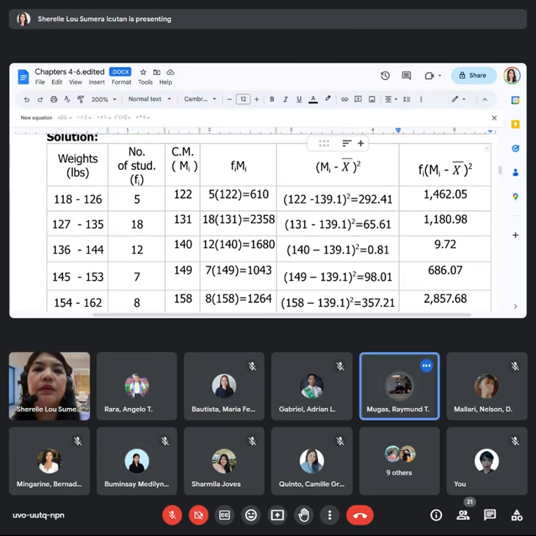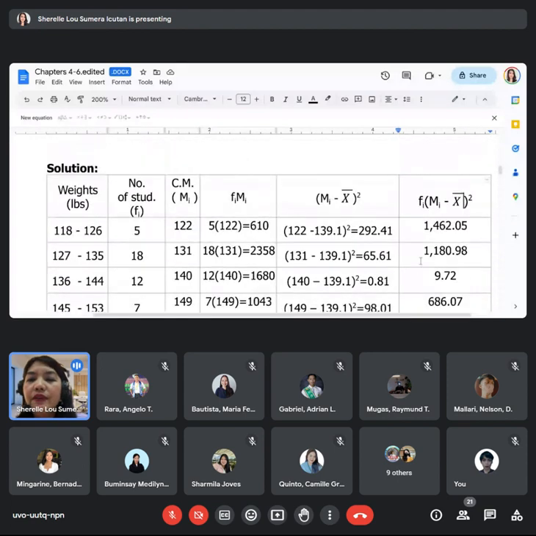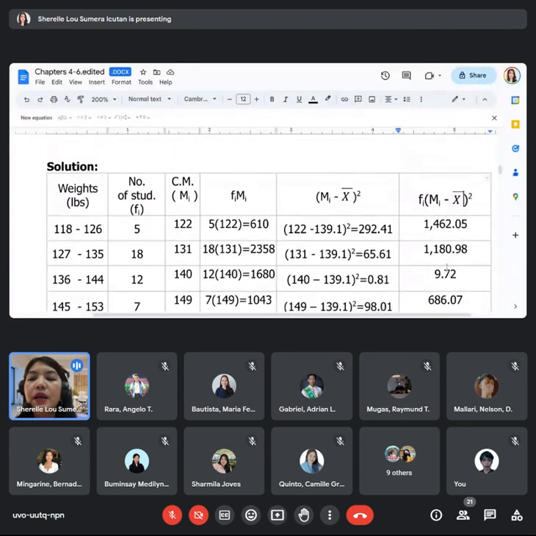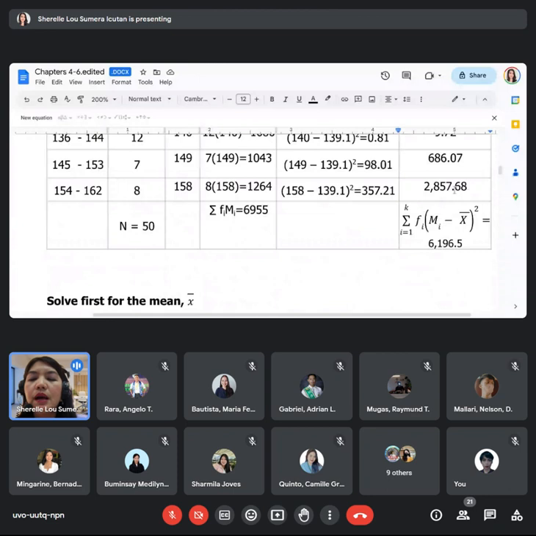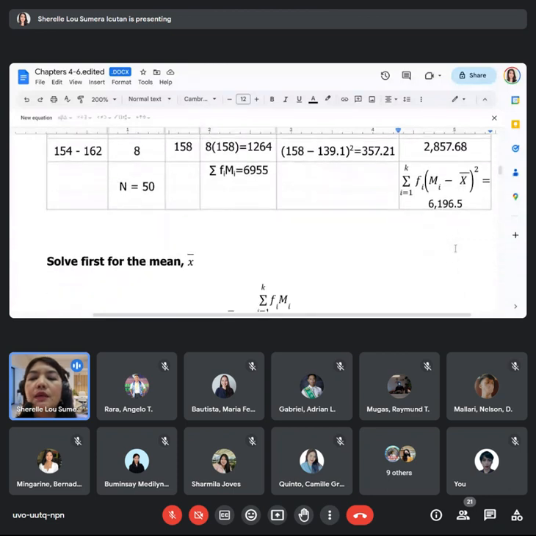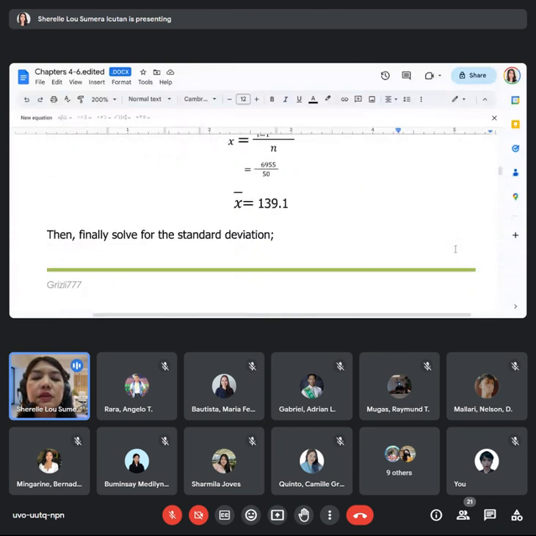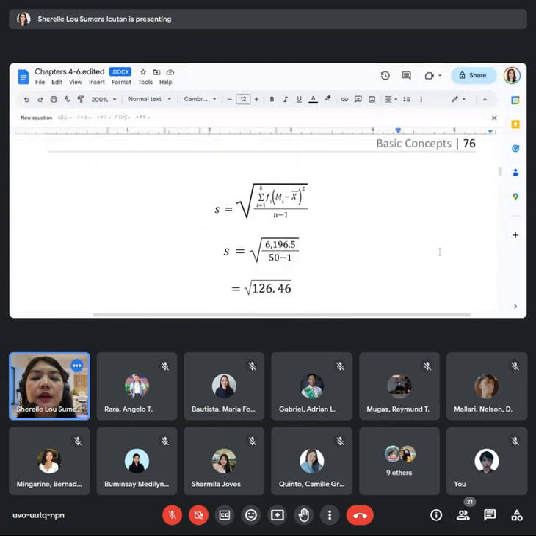Okay, sige. So, once you have your Fi times Mi minus X bar squared, you'll get your sum. So this sum will be substituted in your formula here inside. If this is s squared, the variance, you don't have the square root. But if you want the standard deviation, you have to write the square root.